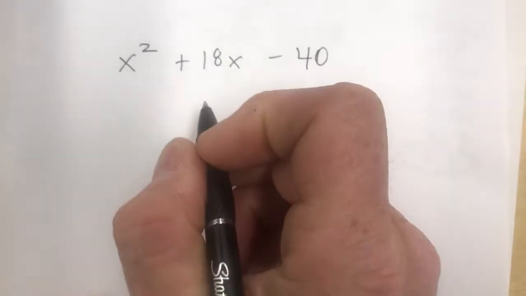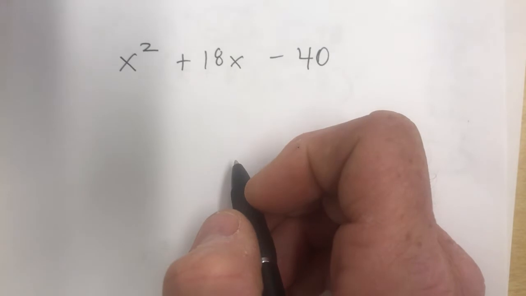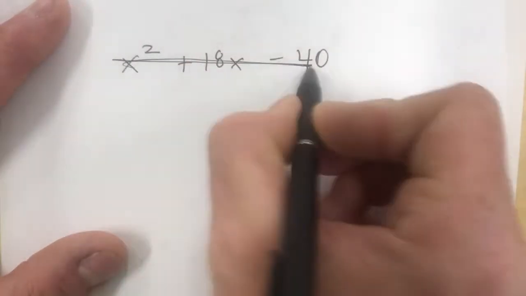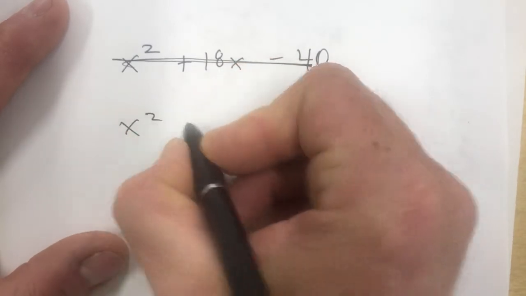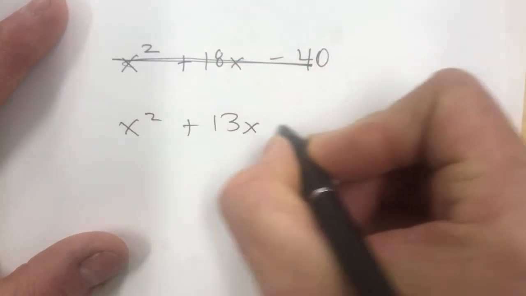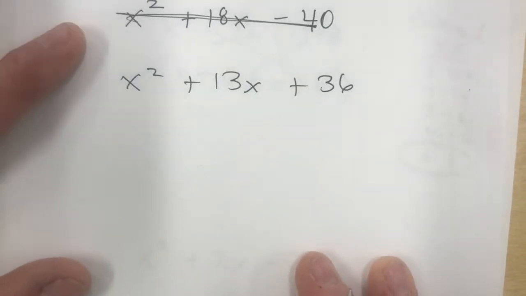Here's another one. Man, every one of these last ones are minus. Let's see if I can find one that has a plus. Let me change this one. Let's do this one: x squared plus 13x plus 36. So we have another plus one.